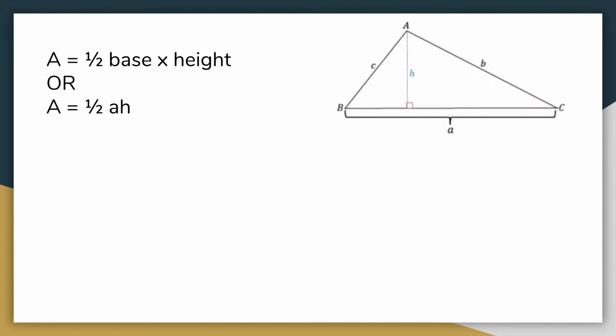The A and the H are just variables. They could be any letter, but in this case they're A and H. So that's all good if you have the height and you have the base. Very easy to find the area of a triangle.